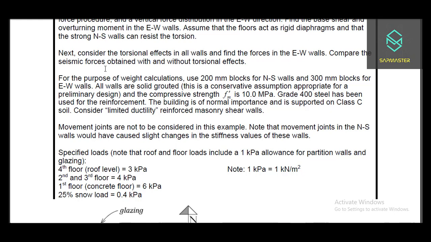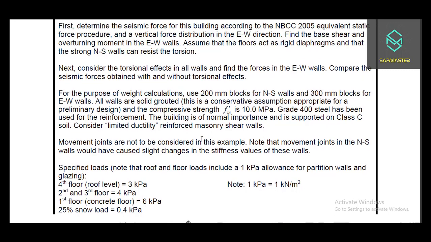For the purpose of weight calculation, we're going to use 200 millimeter blocks for north-south and 300 millimeter blocks for east-west walls. I said northwest, it's north-south, I'm sorry. All walls are solid grouted, which is a conservative assumption appropriate for preliminary design, and the compressive strength is 10 megapascal. Grade 400 steel has been used for the reinforcement, and the building is of normal importance and is supported on Class C soil. We're going to consider limited ductility reinforced masonry shear walls.